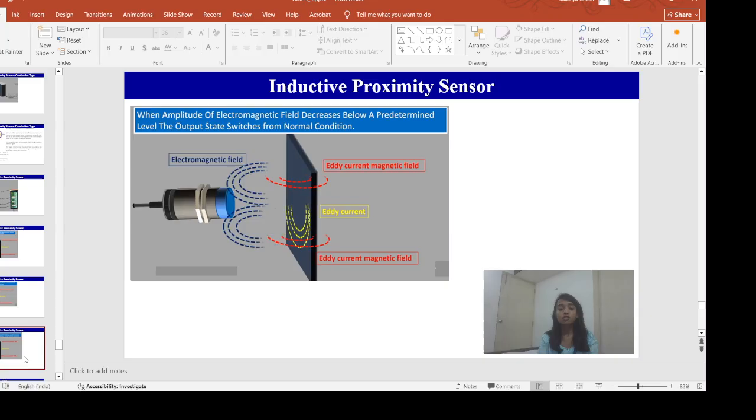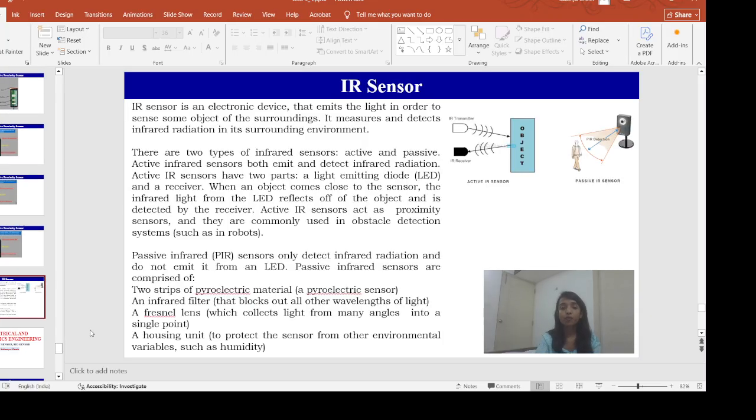Alright, so this is all about your proximity sensor. The next sensor is the IR sensor, or infrared sensor. An IR sensor is an electronic device. It emits light in order to sense some object in the surroundings. It measures and detects the infrared radiation in its surrounding environment. There are two types of IR sensor: one is the active IR sensor, and the other is the passive IR sensor. An active IR sensor can both emit and detect infrared radiation.